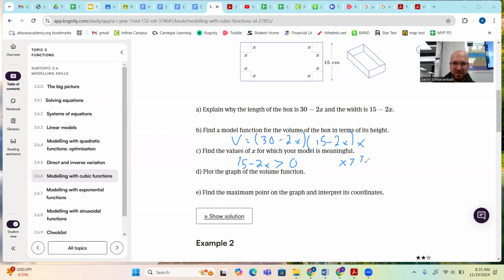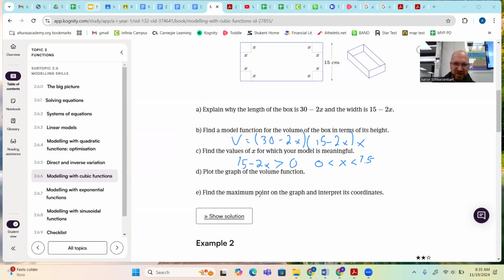So when I solve that, I get x is greater than, no, it should be x is less than. Oh, I'm going to divide by a negative. x is less than 7.5. It's like, how is this not the way I think it should be? And x obviously has to be greater than 0. Otherwise, again, you have a flat sheet of cardboard.